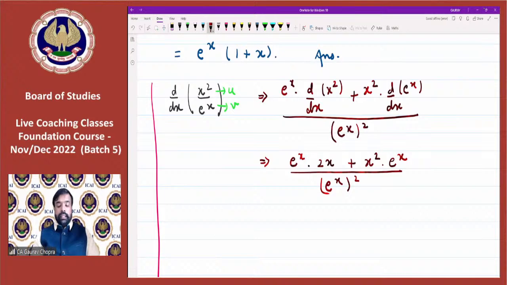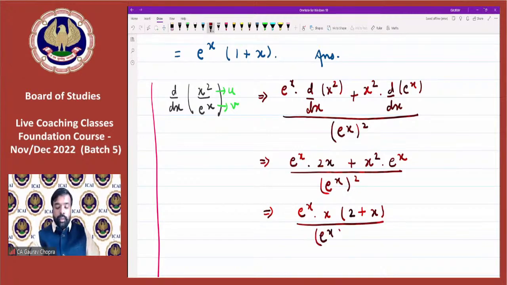Now we can take something as common. E to the power of x multiply by x is common. What is left? 2 plus x upon e to the power of x whole square. Now e to the power of x can get cancelled and it becomes the final answer. Okay. So in this manner, we can apply the quotient rule. So whenever two functions are getting divided, we have to apply the quotient rule. All right.